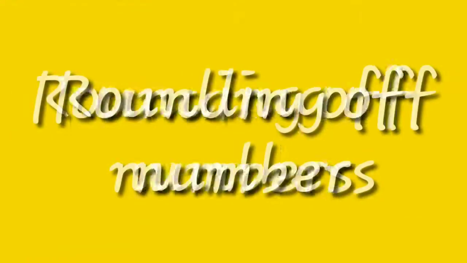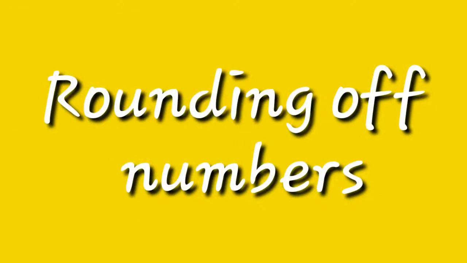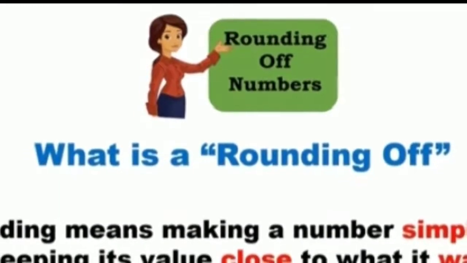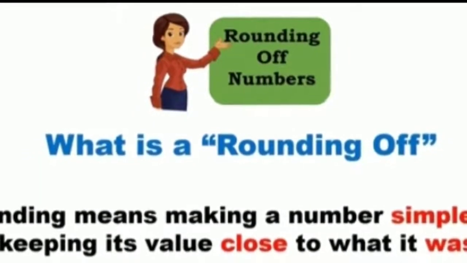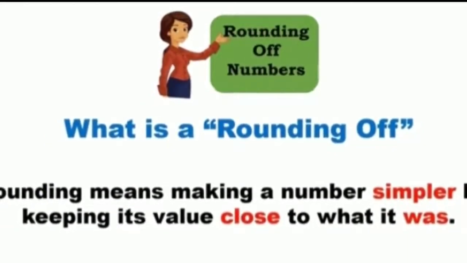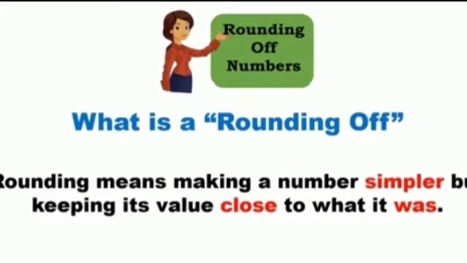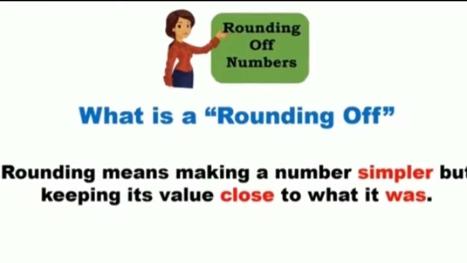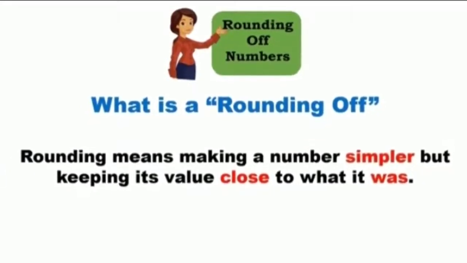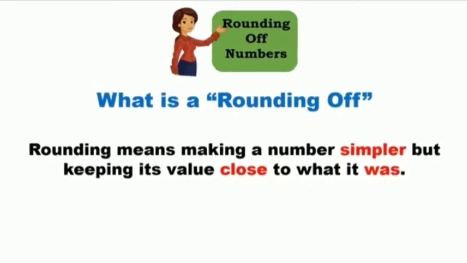Okay, now let's move on to our next topic. The next topic is rounding of numbers. I think all of you have studied the rounding of numbers in previous classes. The first question that arises is, what is rounding of numbers? Rounding off means making a number simpler but keeping its value close to what it was. It means that we just take the approximate value of the number to make it simpler. However, the result is less accurate, but the number becomes much easier to use.